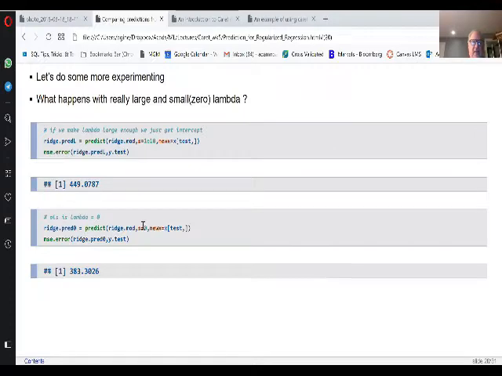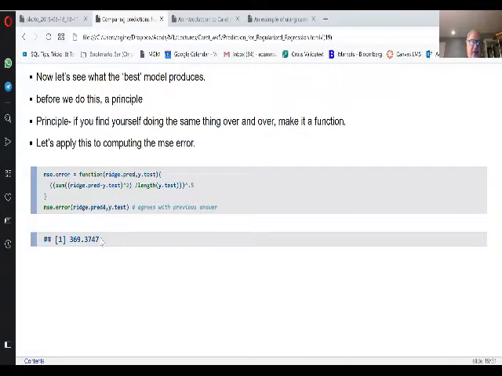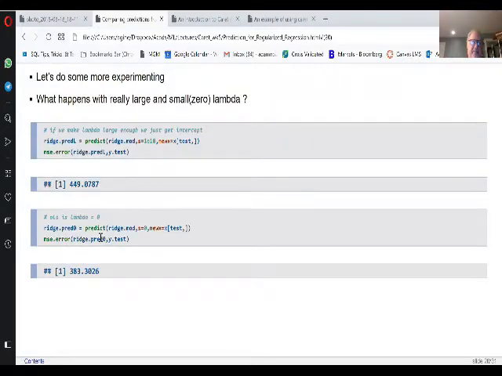Now, I can make this a quiz, but it's also written here. If lambda equals 0, that means the penalty is 0, right? So this is actually ordinary least squares. And so what's the average error here? It's 383. So it's worse than the 369. So we made the model worse and we're predicting better.